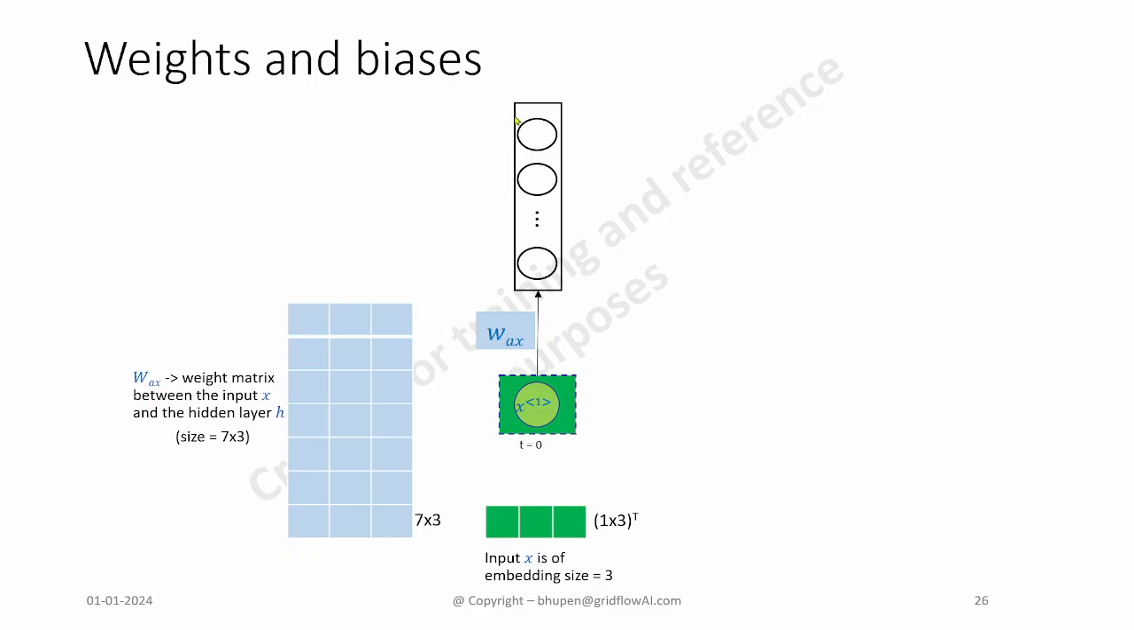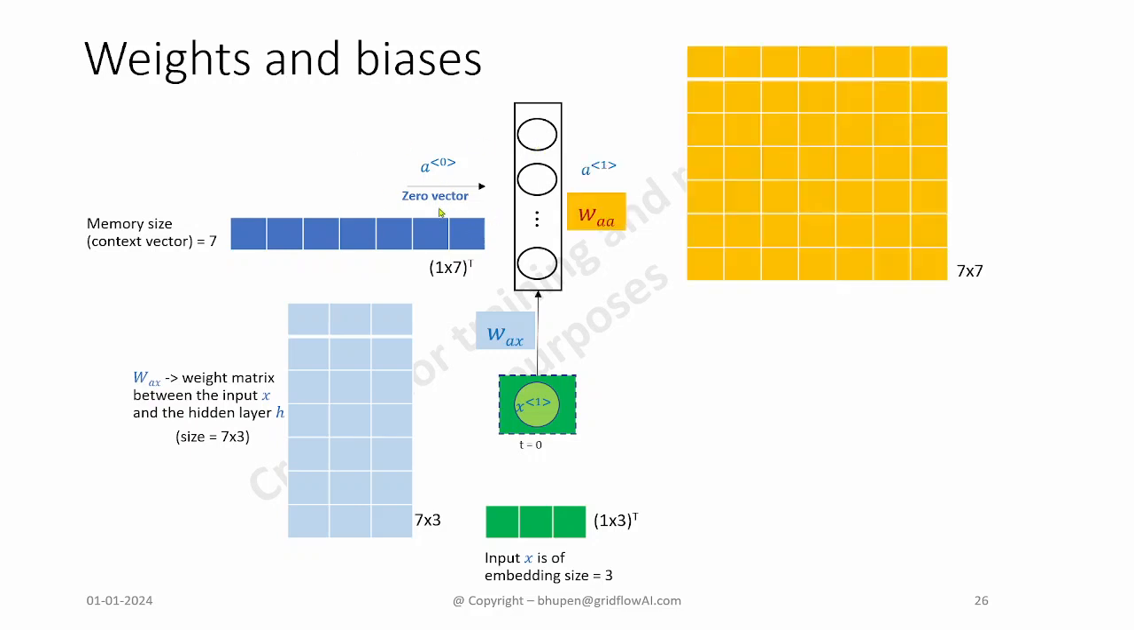So let's say the number of neurons is 7. So this vector size would be 7 times 3. And the memory size, let's say we initialize with 7 here. So that's the memory of the network.